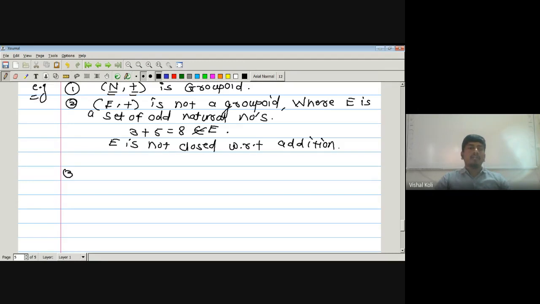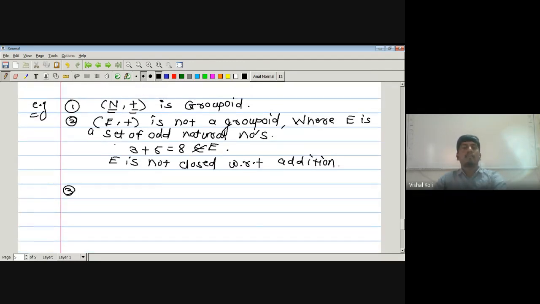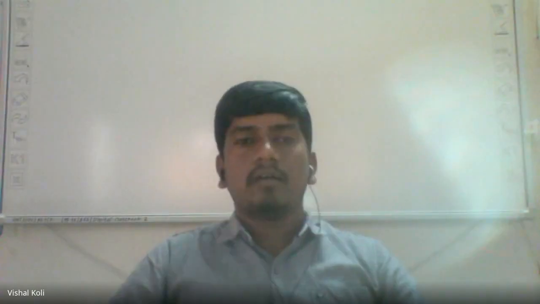Now we will take the example of a semigroup, and for a semigroup we have to check the first two properties, that is, the closure property and the associative property. The same example, the set of natural numbers with respect to addition, is a semigroup since it holds both the closure property and the associative property. Therefore, this one is a semigroup.